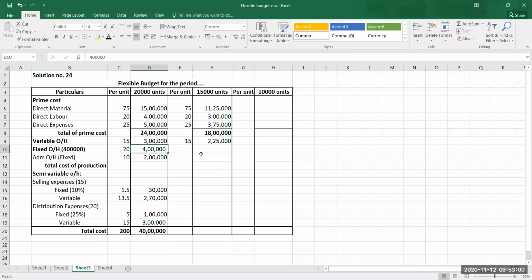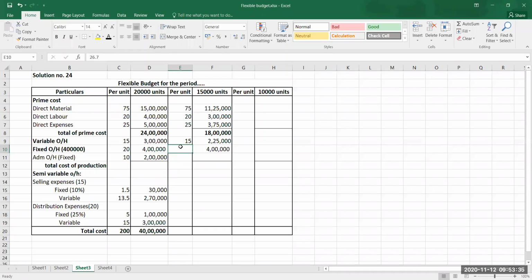I told you, whatever will be the cost, whatever will be the number of units, the fixed cost remains same. Yes or no? The fixed cost remains same. So see, even if you are producing 20,000 units, 15,000 units or 10,000 units, the cost of your fixed expenses or fixed overhead will remain same. It won't change.